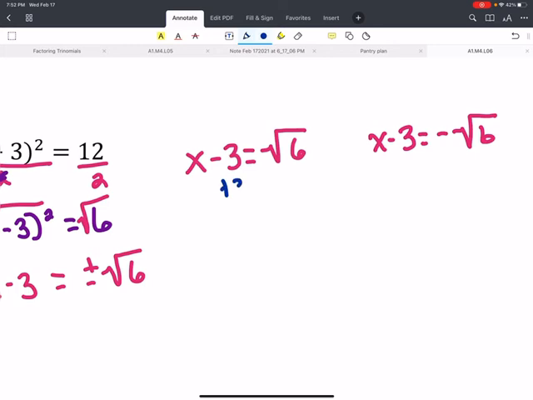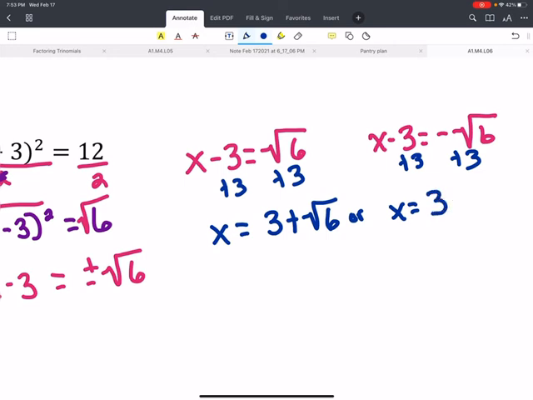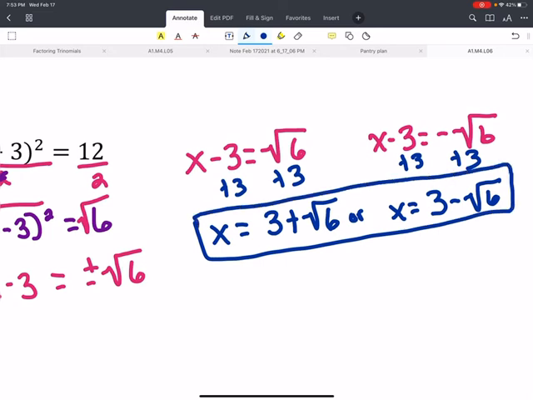When I solve, add 3 to both sides. Guys, I'm just going to leave this as x equals 3 plus the square root of 6. Or, for here, if I add 3 to both sides, I get x equals 3 minus the square root of 6. So this is one of those answers where I may have a radical in my solution. Okay, don't use the calculator to do the square root of 6 and get a decimal. Leave it just like that.